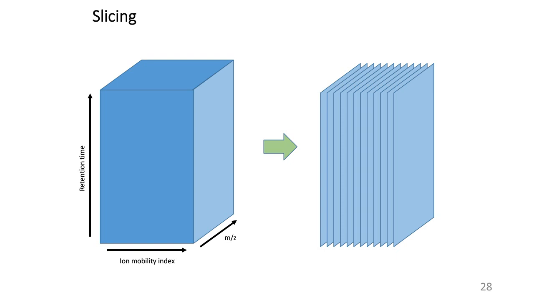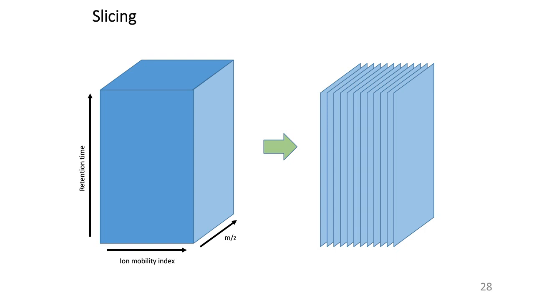What we do is, after a lot of smoothing and gridding of the data, so that it's smooth data on a regular cube spanned by these three dimensions, ion mobility, m/z, and retention time, we slice the data space, as you can see in this picture here. We slice it along the ion mobility index or cross-section axis.